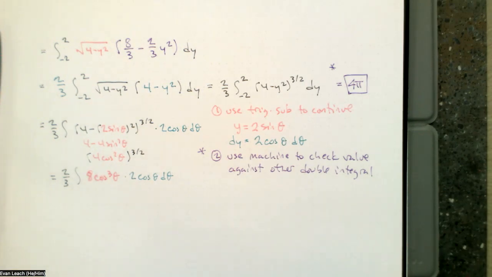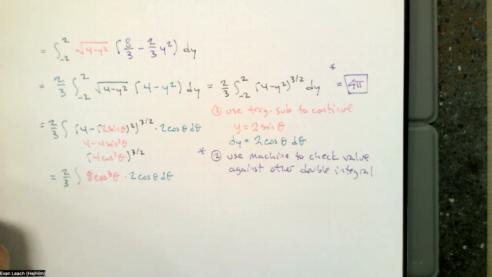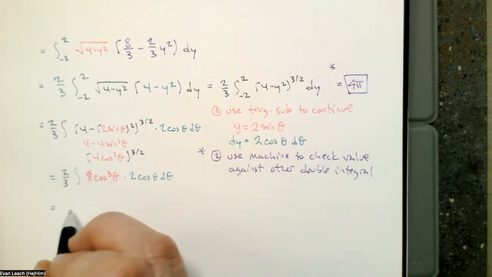Notice that I'm not integrating from -2 to 2 anymore, because those are y values and we have theta. Also notice I've got an 8 and then I got this 2, so I could pull those out. So that's 8 times 2, 16, times 2, we got 32. I can pull these constants.